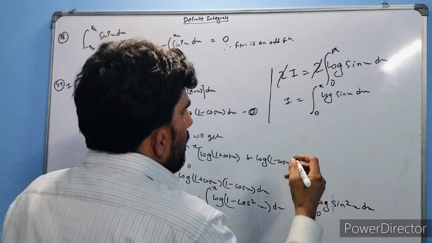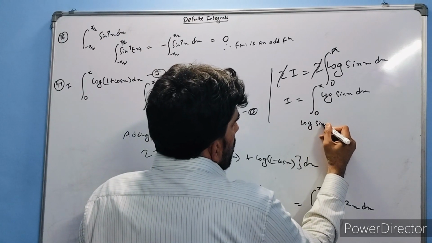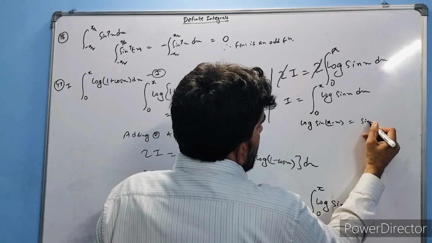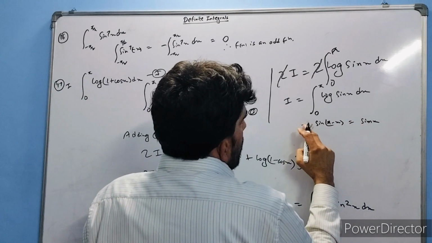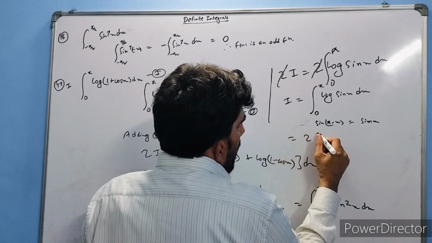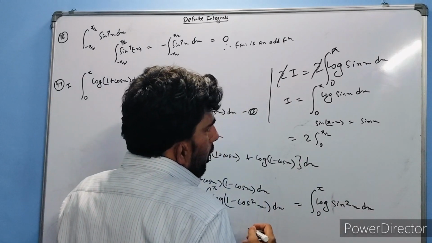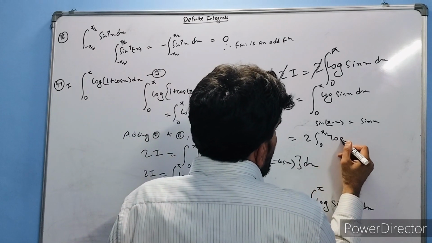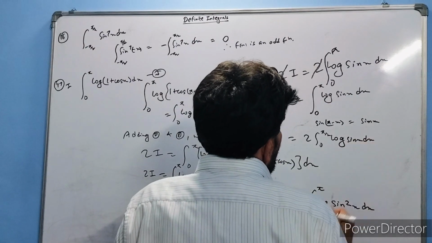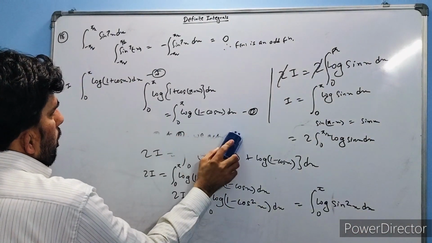Now what will happen? We all know that log sin of pi minus x will be log sin x. So it's a positive function, so we'll take it as twice the integral from 0 to pi by 2 of log sin x dx. Now let us try to solve it further.